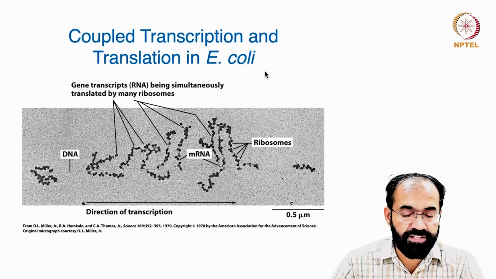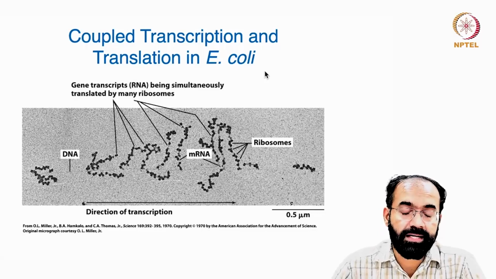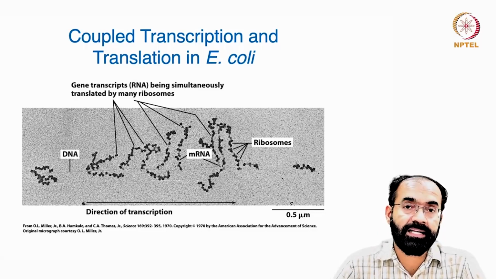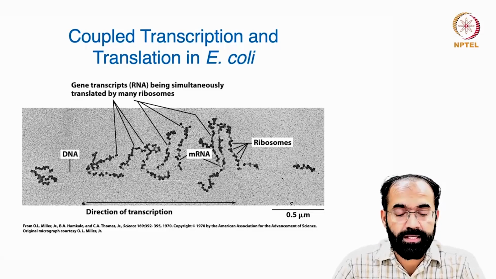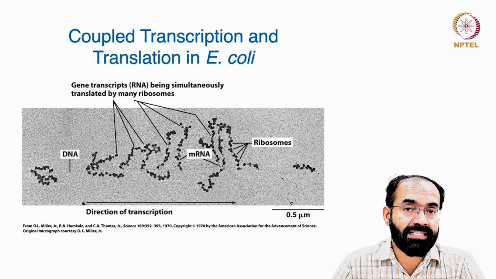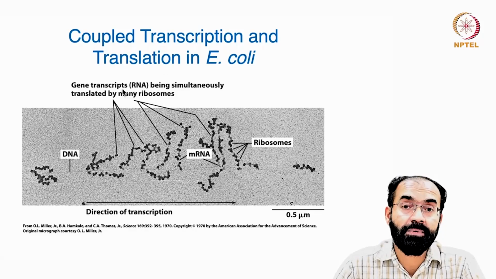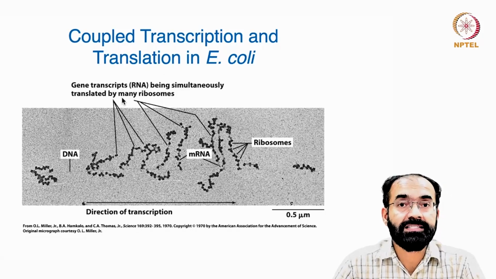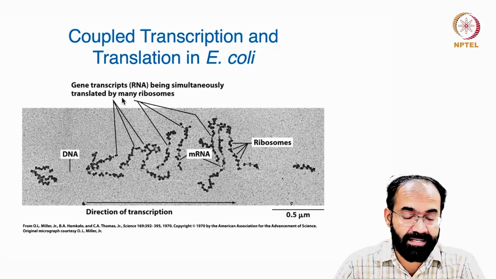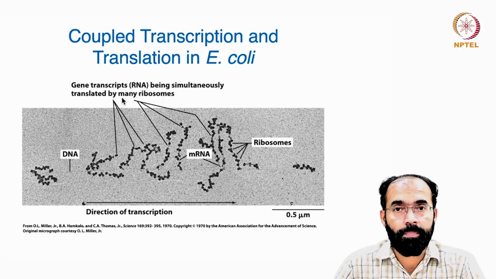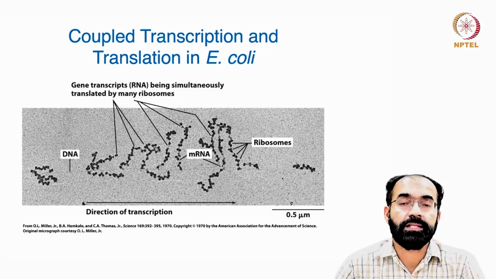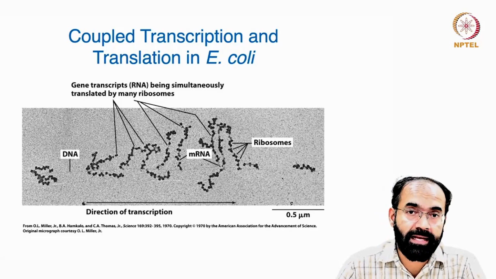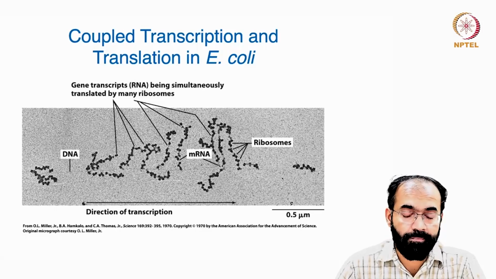So in the next picture, you can see the coupled transcription and translation in E. coli. What is coupled transcription and translation? If the transcription and translation are occurring simultaneously, we call it coupled transcription and translation. What does it mean? Say an RNA is 1000 bases long, okay, 1000 bases long can take a good amount of time to complete.